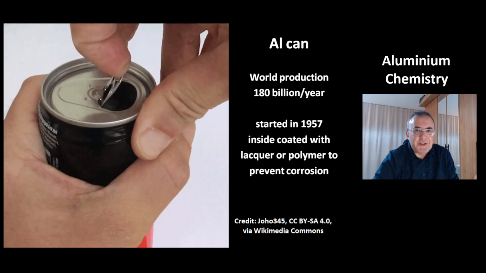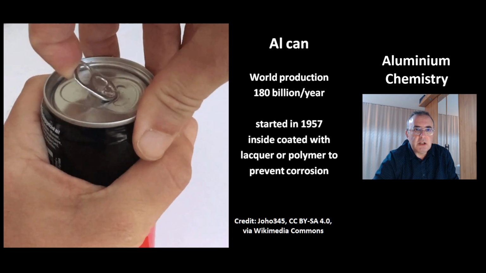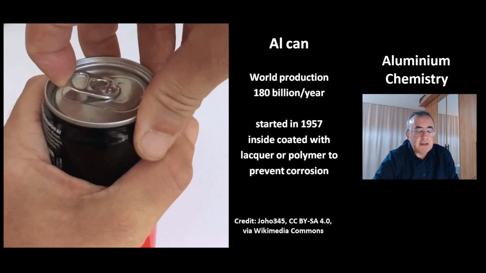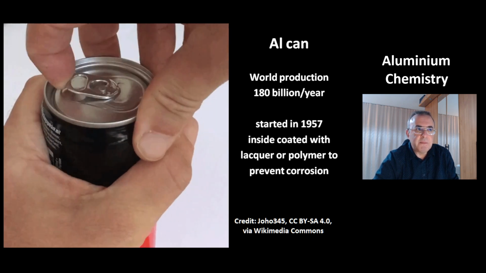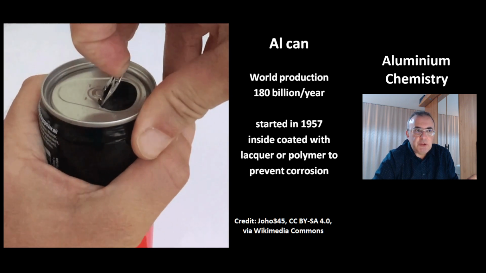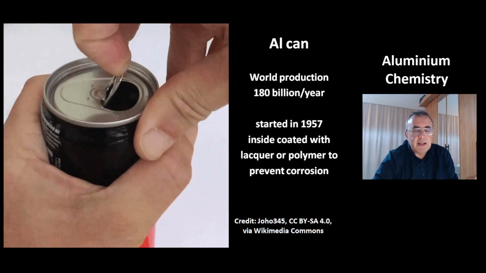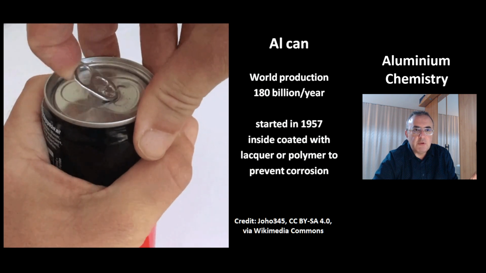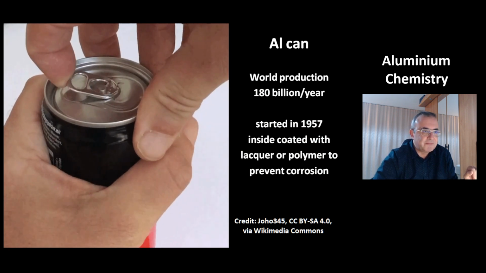This is a picture of an aluminium can. In the world, 180 billion cans are produced per year. This started in 1957. The aluminium can is coated inside with lacquer or polymer. It prevents corrosion of the aluminium can.